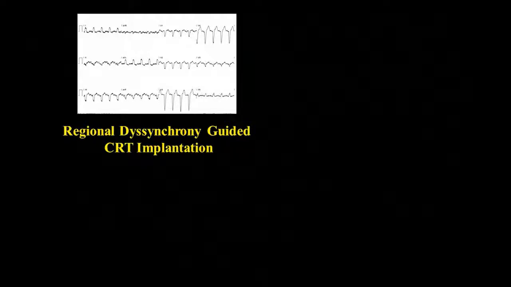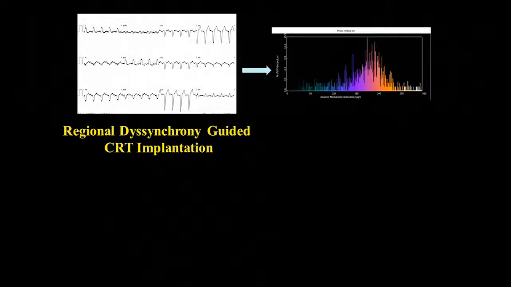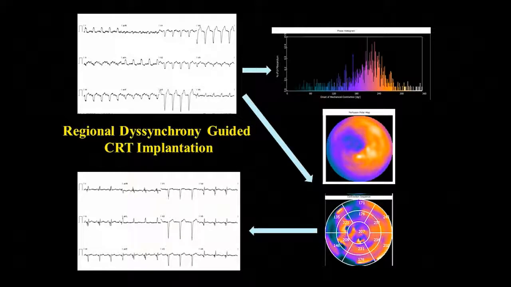This is an example of regional dyssynchrony guided CRT from our lab. This patient has a left bundle branch block, wide phase histogram showing dyssynchrony. This is the polar perfusion map and the contraction sequence showing that the site of latest activation is in the infralateral wall, and implantation of an LV lead guided by this information resulted in significant improvement in narrowing, actually normalization of the QRS. Now this was a patient who had a left bundle branch block, so it is not surprising that he improved to such an extent. Okay?